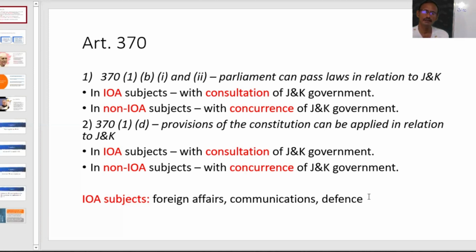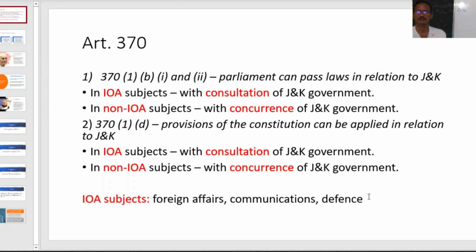And 370(1)(d) says provisions of the Indian constitution can be applied in relation to Jammu and Kashmir in IOA subjects with consultation of the Jammu and Kashmir government, in non-IOA subjects with concurrence of the Jammu and Kashmir government. Okay. So this says how Parliament can pass laws and constitutional provisions can be applied, consultation as well as concurrence. So this is the split up. So this gives importance to the Jammu and Kashmir government.